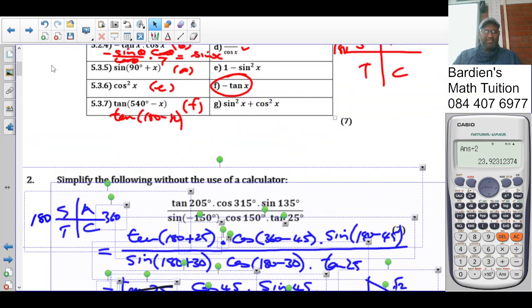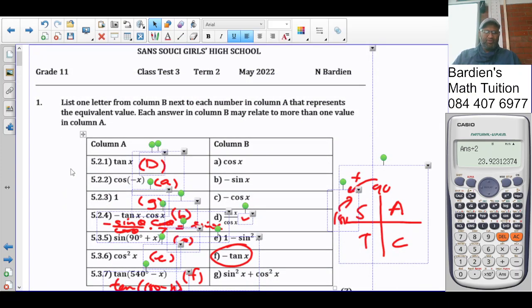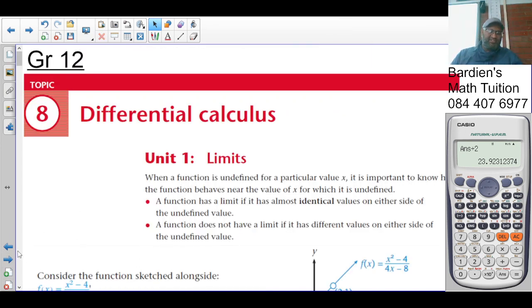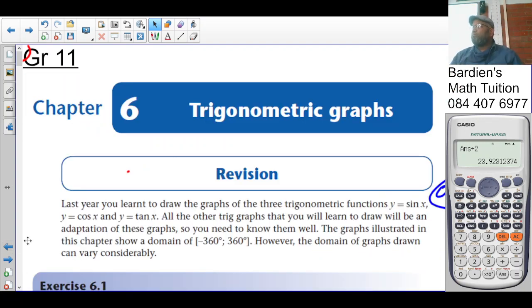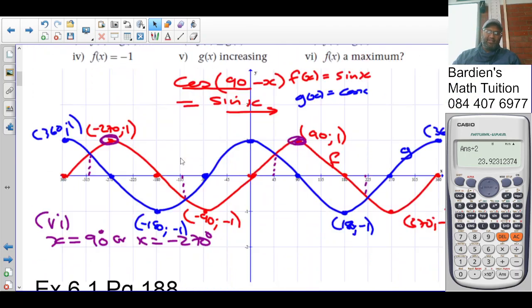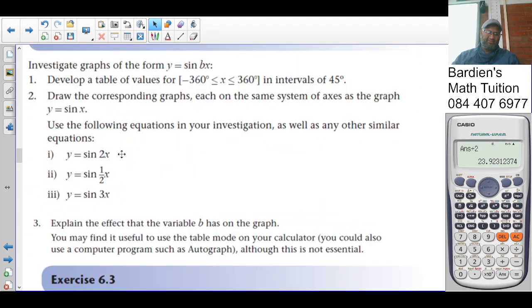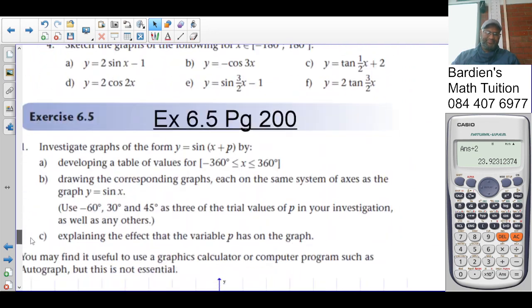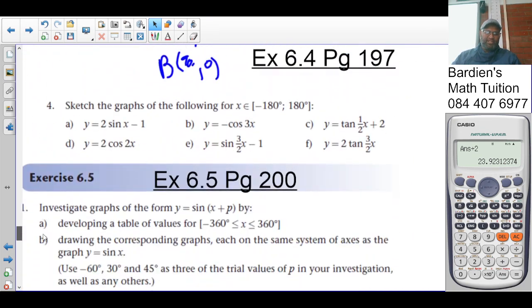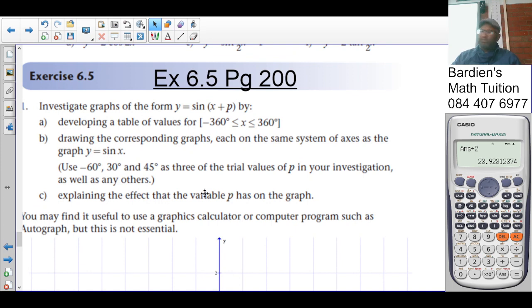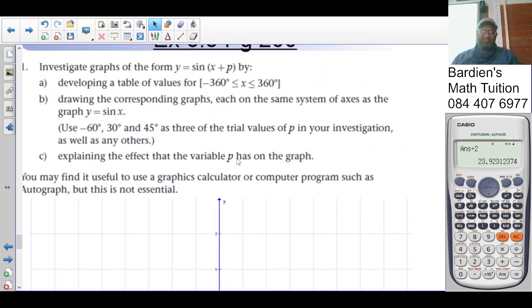So prepare yourselves for the next test. It's coming, same topic. Listen, trig is very weighty in paper 2. It's a lot of marks in your grade 12 paper 2. So don't let anything pass you, and try and understand everything in trig. Then the homework yesterday was? I think you must start answering from exercise 6.5, no? Is that correct? Yesterday we didn't get to this point.